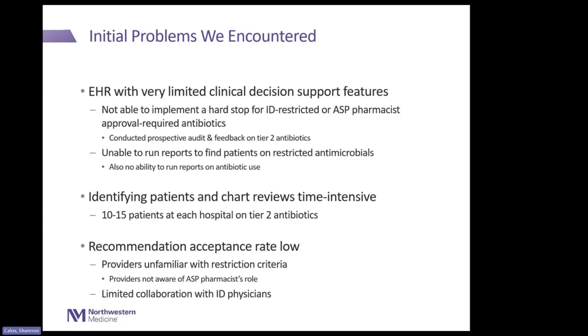So as you can expect, this was very time intensive, and identifying patients was even taking a lot of our time. There are probably 10 to 15 patients on these tier 2 stewardship pharmacist required antibiotics per hospital, and that adds up quickly to 30 patients. And me not necessarily always being in the stewardship role, that left one pharmacist to review quite a lot of patients. And what we found out is when we did reach out to the providers, they didn't necessarily know who we were, that they weren't familiar with the new stewardship program that was in place. So our recommendation acceptance was low. They weren't that familiar with the restriction criteria and appropriate use criteria for these tier 2 antibiotics.